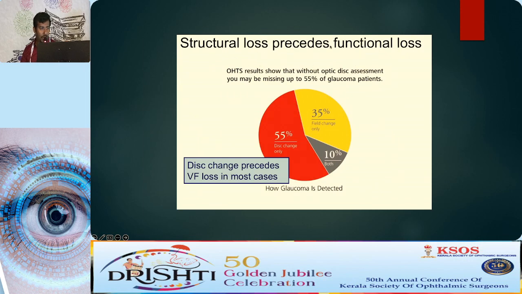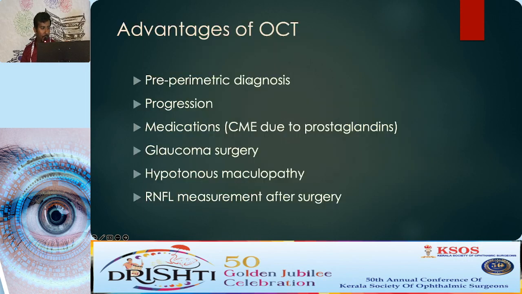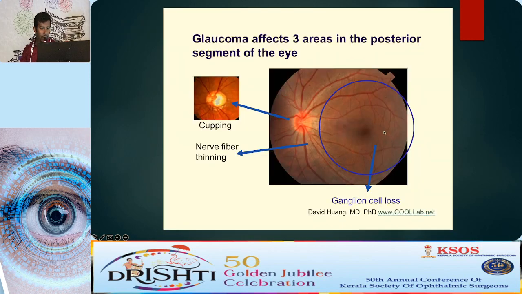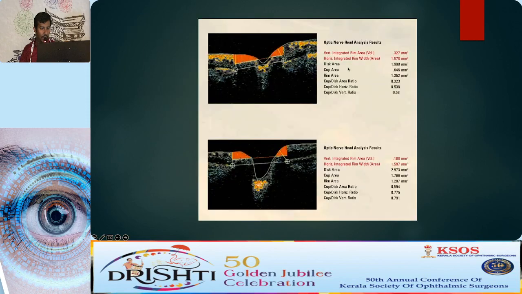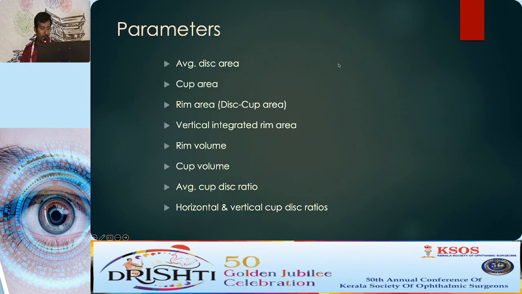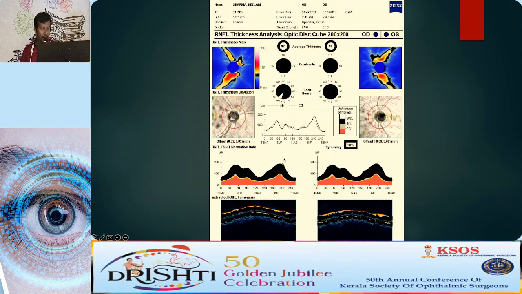OCT, because structural loss precedes the functional loss, but functional loss is what is more important. I'll leave this part. You have to look for the RNFL. So you look at the RNFL, you first see whether the segmentation is correct on the scans here, and then you see whether there are any artifacts here. If there are no artifacts and the segmentation is correct, then you look at the disc area and all that. And if the disc area is not too big, it's a normal sized disc, then you look for RNFL thinning in the various quadrants and clock hours.